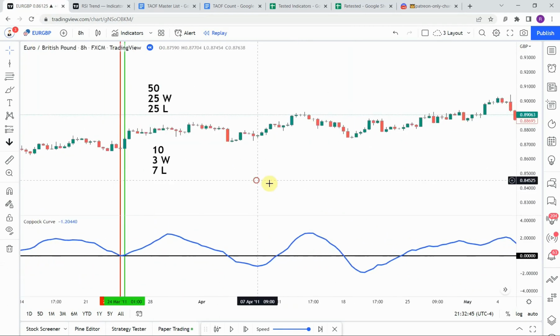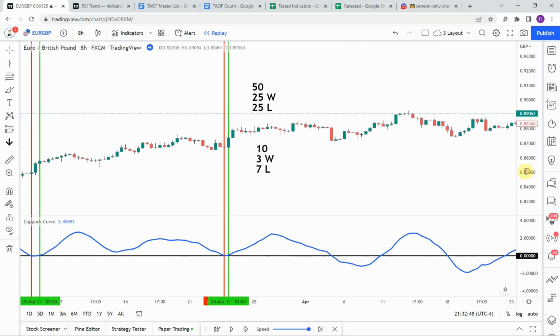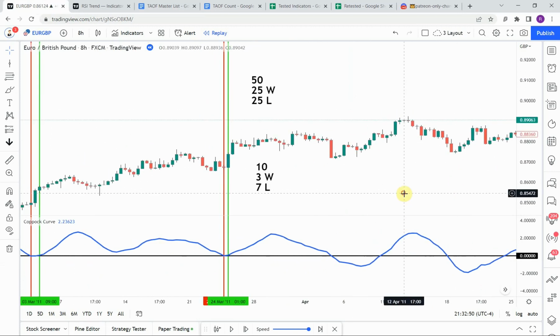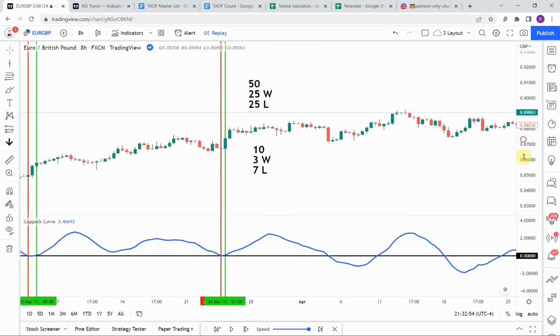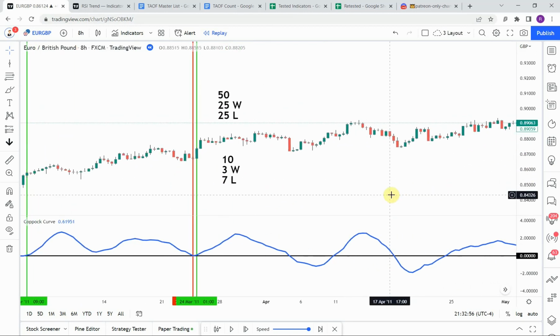All right, so back to the advanced testing here. So we did 50 trades like we normally do. And out of those 50 trades, we got 25 winners and 25 losing trades. So obviously that is not going to maintain that 60% criteria that we are looking for.